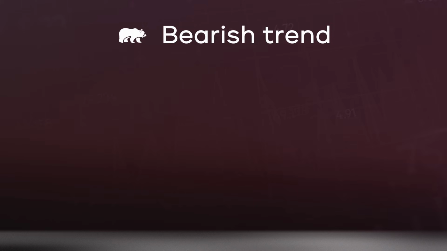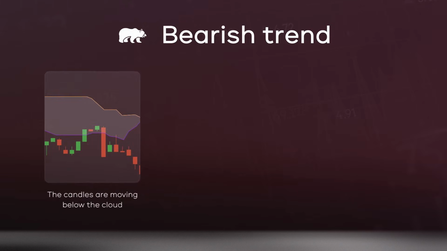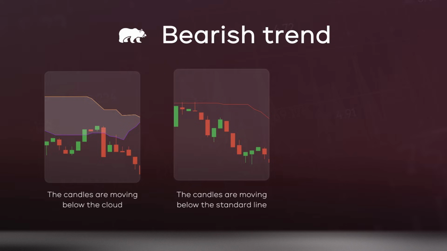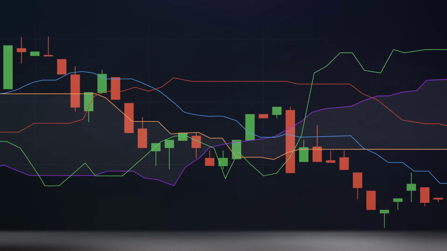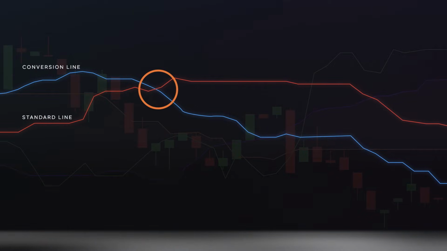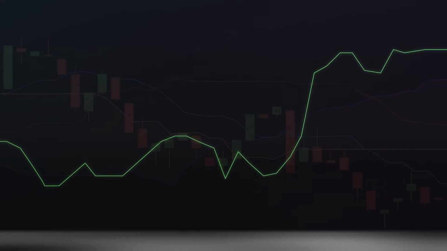A bearish trend may be indicated when the candles are moving below the cloud, the candles are moving below the standard line, and the conversion line is below the standard line. If the conversion line crosses the standard line from above, it may indicate that the speed of the price change is increasing. Chikou span may provide confirmation of other indications received by the indicator.